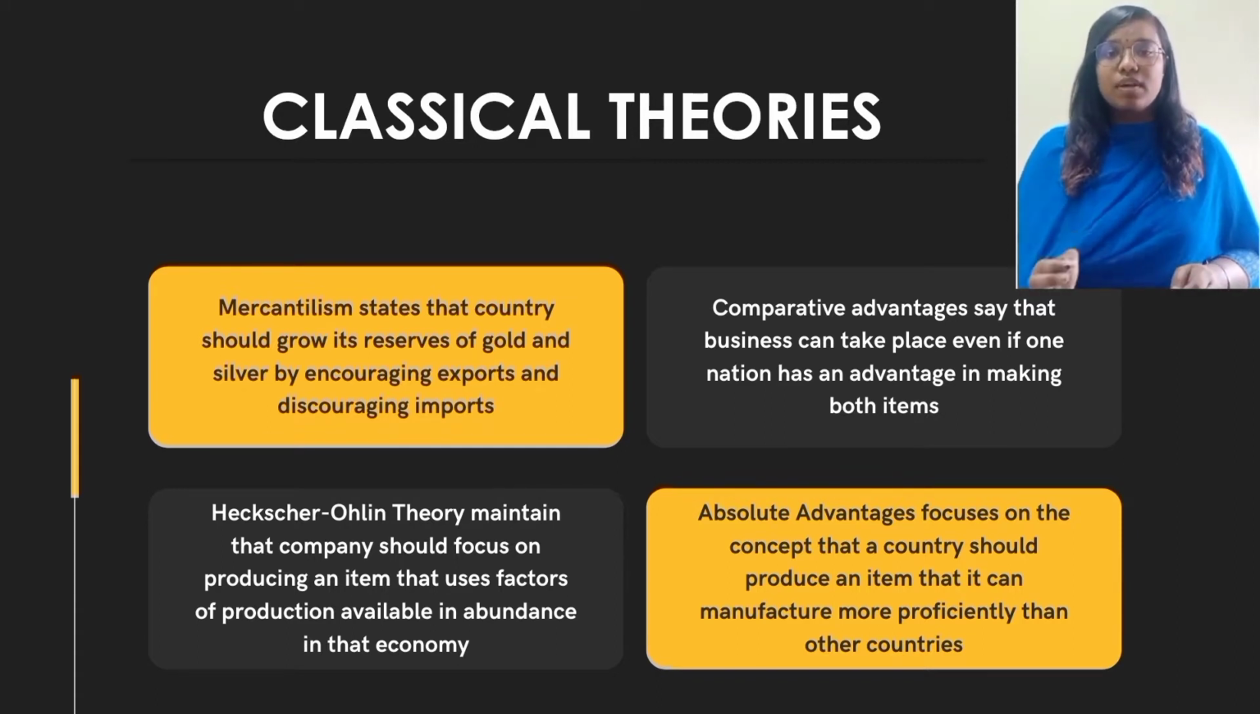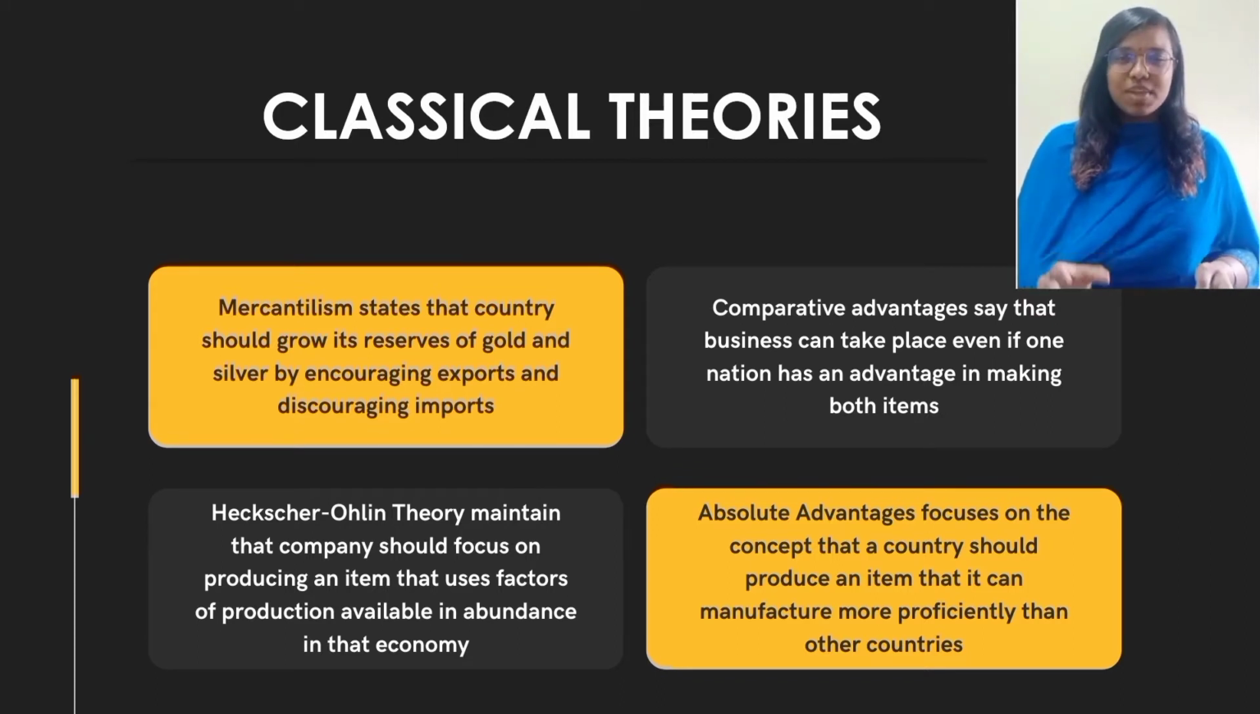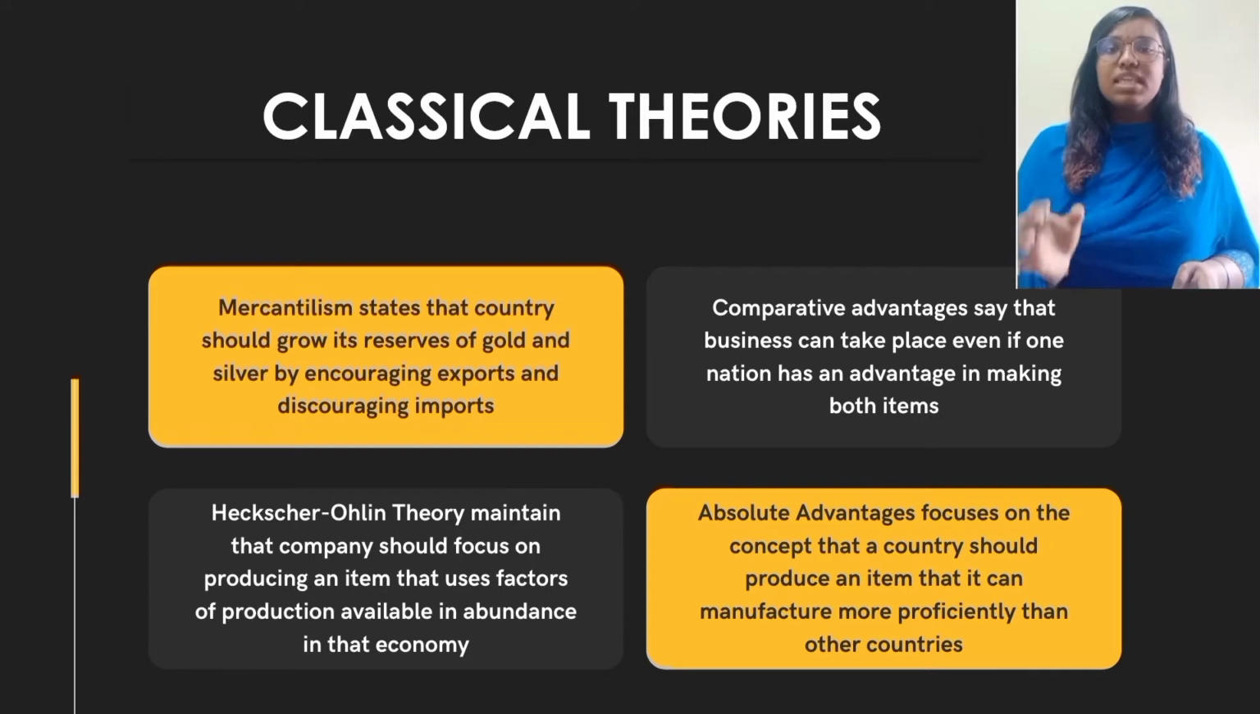The third one of the classical based theories is comparative advantage. Smith's theory was better, but it was not very practical. The argument against it was that a country may be effective in producing both items, or the other country does not have an absolute advantage in either item. In order to provide a resolution to this shortcoming, David Ricardo introduced the theory of comparative advantage in 1817. Ricardo said business can still take place even if one nation has an advantage in making both the items.